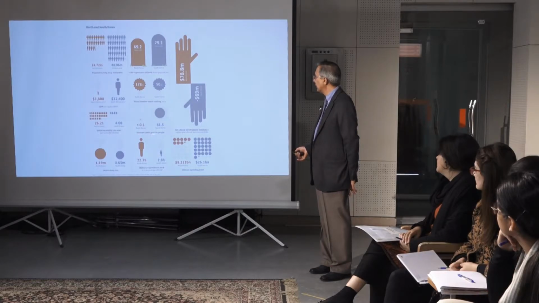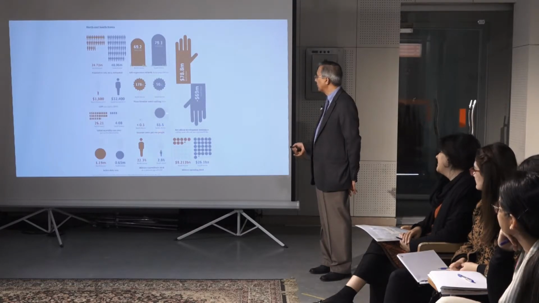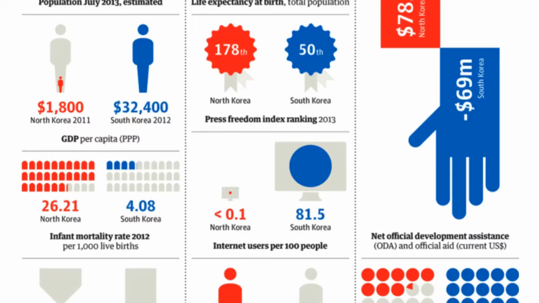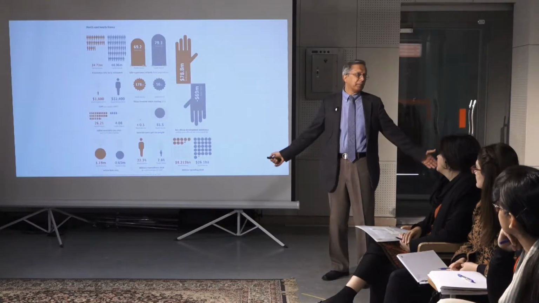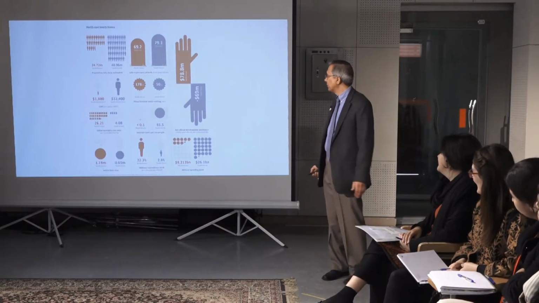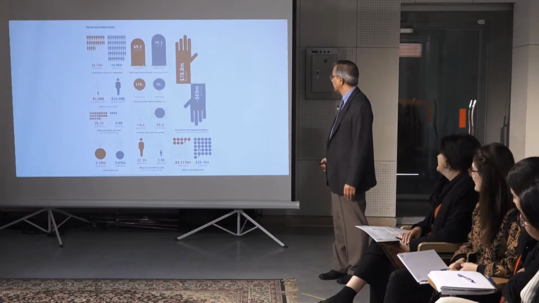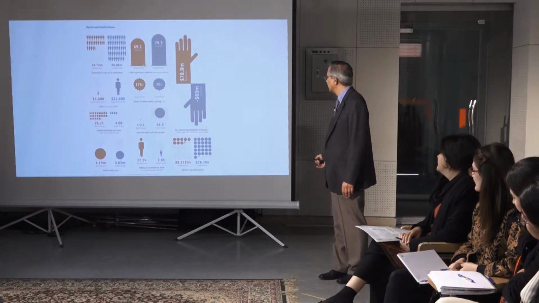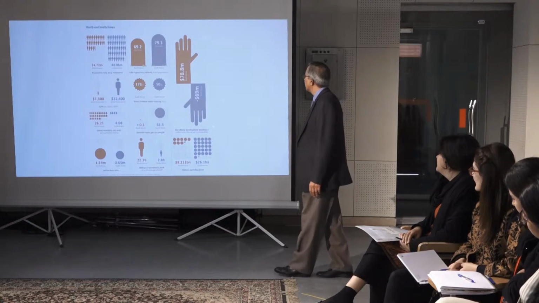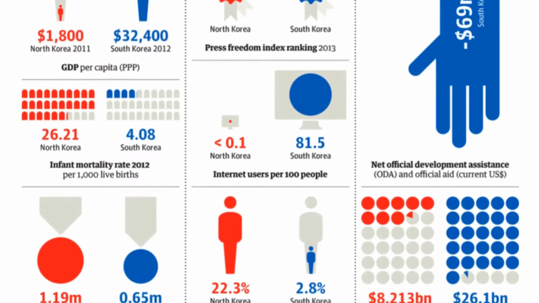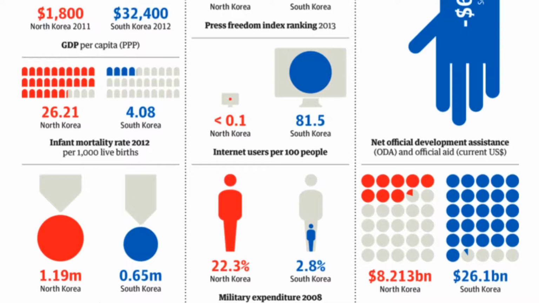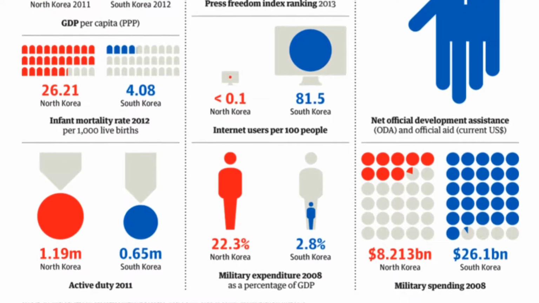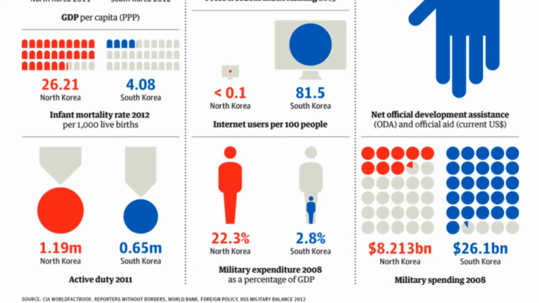And this is the internet users per 100 people. 81.5% of South Koreans have access to the internet, and only 0.1% in North Korea. And this may include Kim's immediate family, I presume. And this is the net official development assistance. I do not know how to decipher it. And this is the military spending, $8.21 billion compared to South Korea's $26.1 billion.